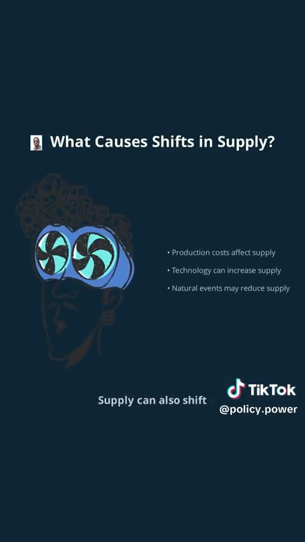Supply can also shift, often due to changes in production costs, technology, or the number of sellers. For instance, if a new machine makes it cheaper to produce bread, bakeries can supply more at every price, shifting the supply curve to the right. Natural events like bad weather can reduce supply and shift the curve left. These shifts influence the equilibrium price and quantity, affecting both businesses and consumers.